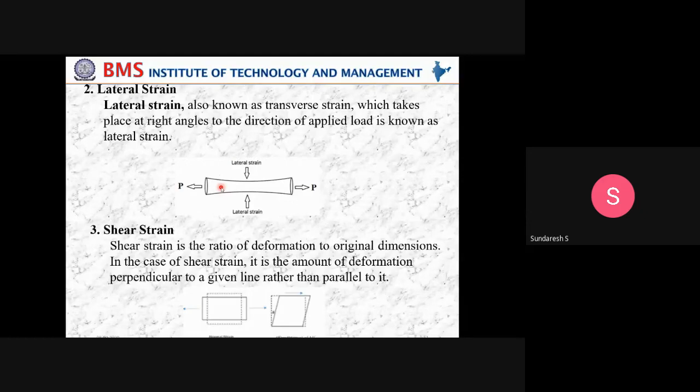That's what I was talking about in the previous slides. Due to a tensile load, length will increase, whereas the lateral dimension, the diameter, will decrease in the case of a rod having a circular cross section. Conversely, if a circular rod is subjected to compressive loading, the length will decrease, whereas its lateral dimension, the diameter, will increase. So the change in the dimensions both longitudinally as well as laterally, we can express in terms of strain. This is what we are talking about, a lateral strain over here.